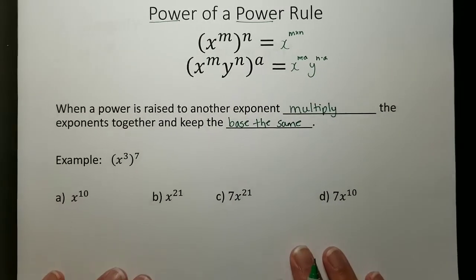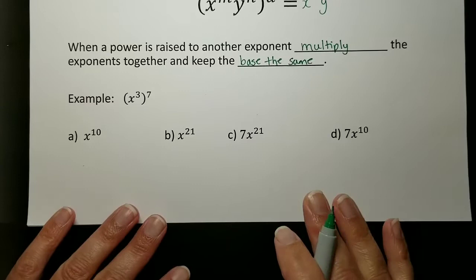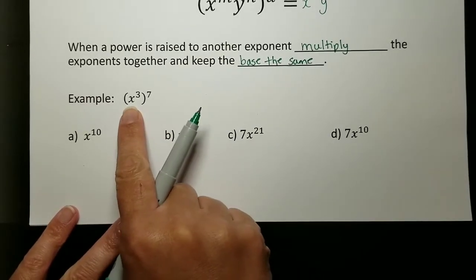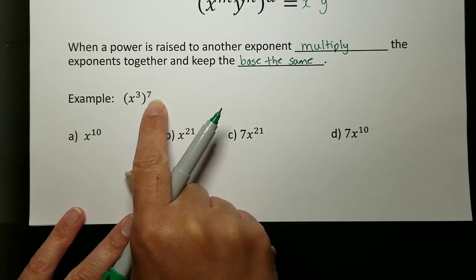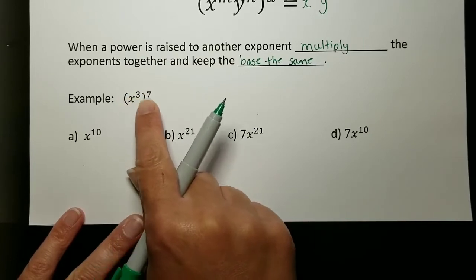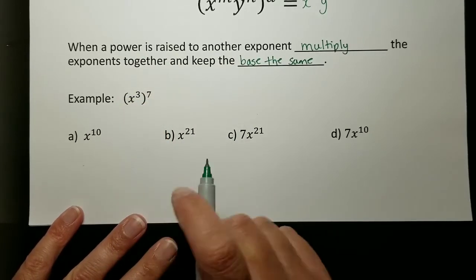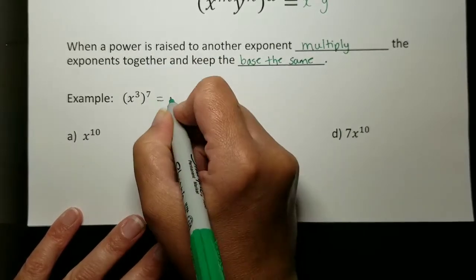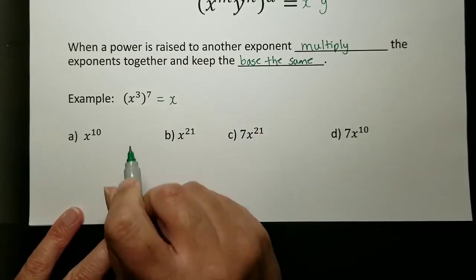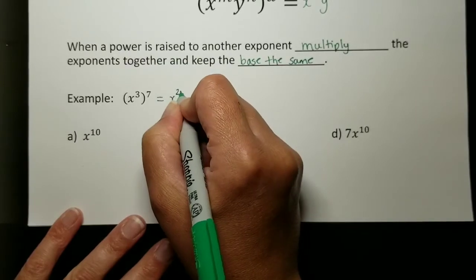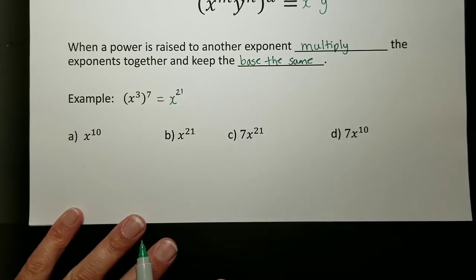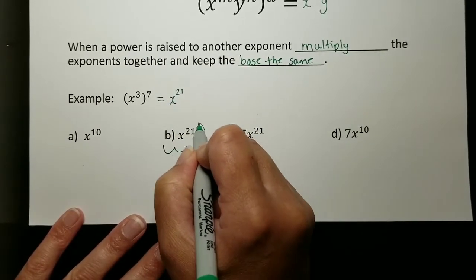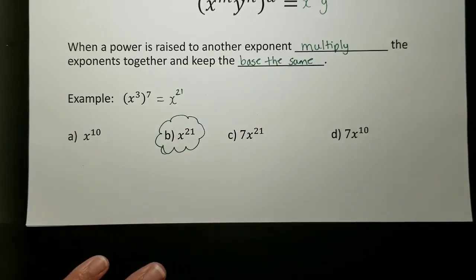So here in the example, there's a multiple choice. We have x cubed to the exponent 7. So this is our inner power, and then we've also got a power going to the exponent 7. So this is power of a power. We keep the base the same and multiply the exponents, x to the 21. So we see that B is the correct answer.